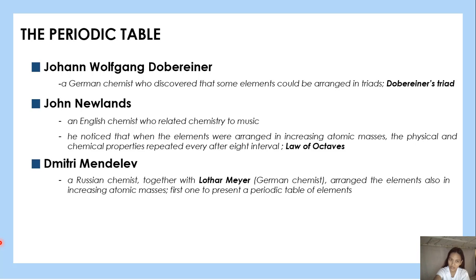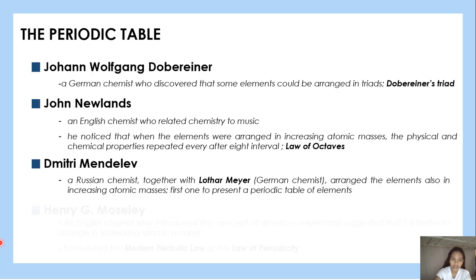And then the next one is Dmitri Mendeleev, a Russian chemist, together with Lothar Meyer, a German chemist. They arranged the elements also in increasing atomic masses. He was the first one who presented a periodic table of elements, but it still didn't pass.